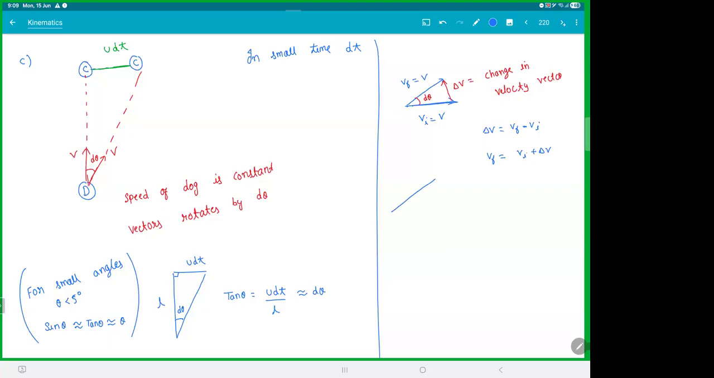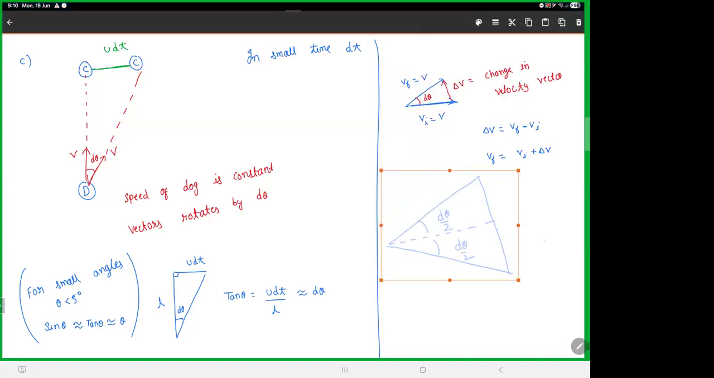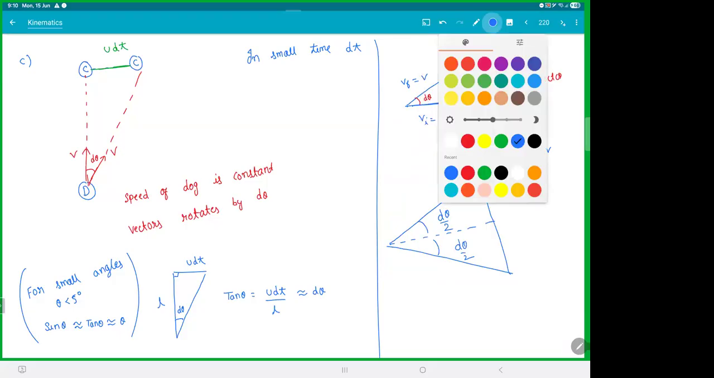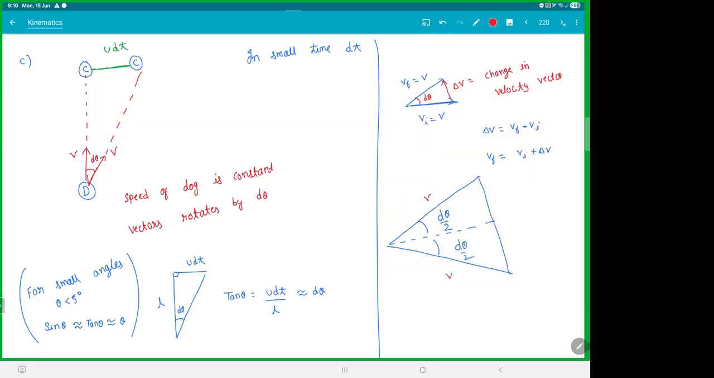Now you can clearly see this is an isosceles triangle. From here, if you drop a perpendicular, the angle will be d theta by 2 on each side. Maybe I should magnify this a bit. This is v and this is v. So this part will be v sine d theta by 2, and this part also will be v sine d theta by 2. That means delta v is equal to 2v sine d theta by 2.